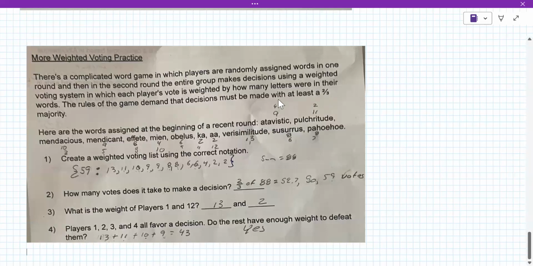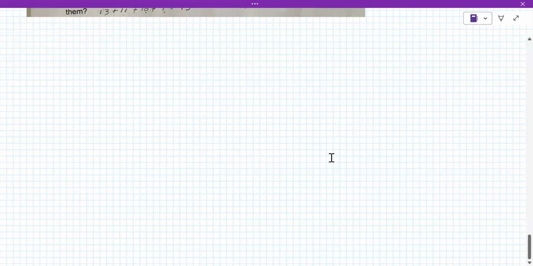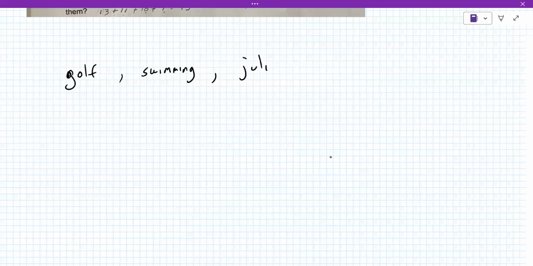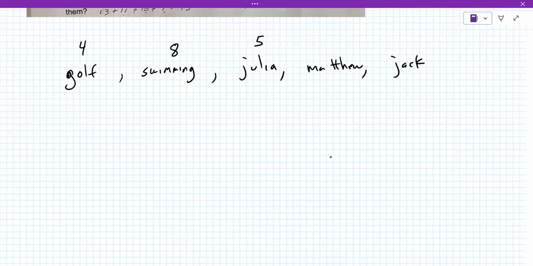So we could make our own up, I suppose. Maybe that would be easier to do. Okay. So golf, swimming, Julia, Matthew, and we need another one here. Let's go Jack. So let's count the letters here. We got 4, 5, 8, 7, and 4.